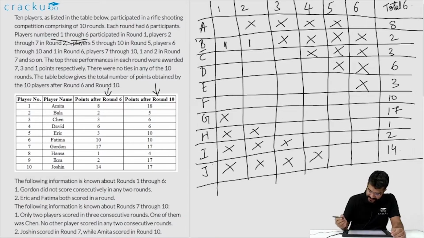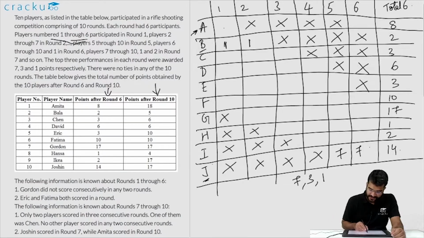The only way this is possible is if he has scored 1 in each of the 2 rounds. The second thing you should observe is that participant J has scored 14 and he has participated in 2 rounds. So he has scored 7 in both rounds. Remember that the only 3 non-zero values possible are 7, 3 and 1. Next, person A has participated in rounds 1 and 6, and he has scored 8. So he has scored 7 and 1.